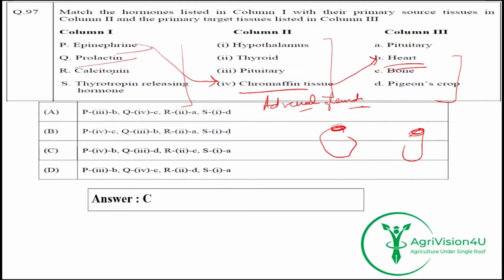Then we have prolactin. Prolactin is a pituitary hormone. Fine. A pituitary hormone, and it affects the milk secretion. So here, related to milk secretion, we have pigeon's crop. So it would be this Q3D. So Q3D, P4B, then calcitonin.